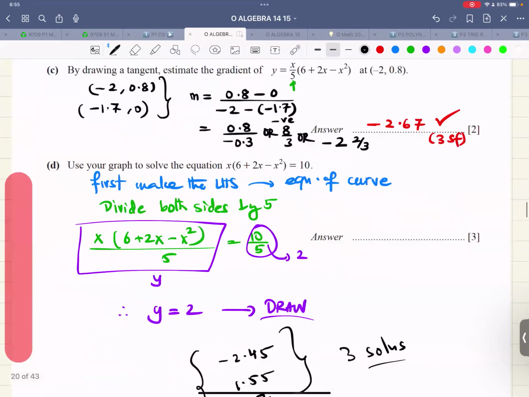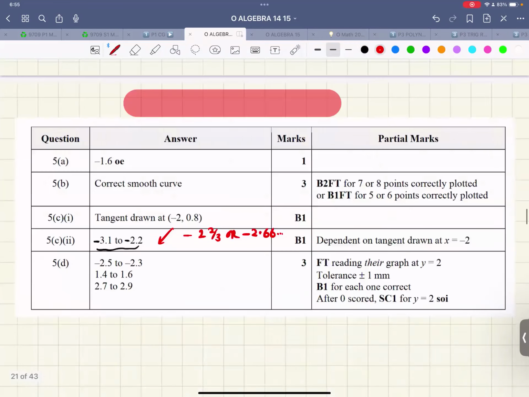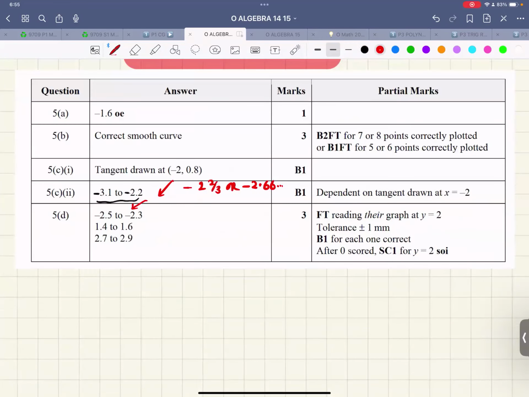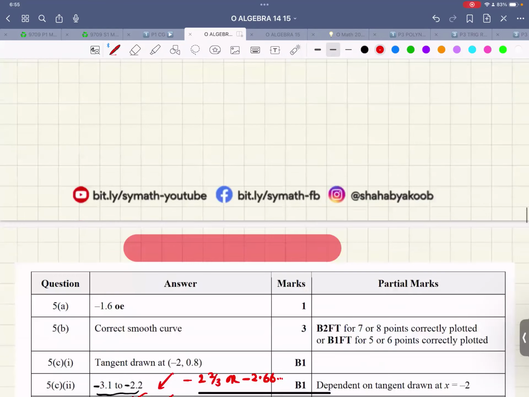All good? All clear? Let's double check. So 2.45, 1.55, 2.7. 2.45 lies within this range. 1.55 perfect, 2.7 perfect. So all these answers are all good, all clear. So that's how this particular question is done.